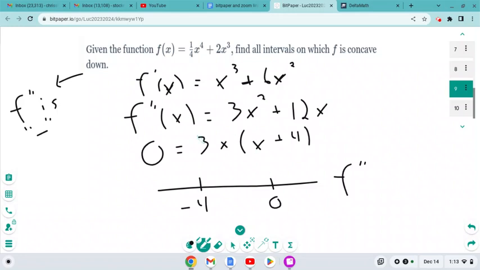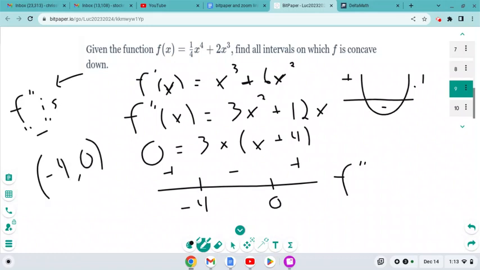I could test values in the factored form or in the standard form. Because this is quadratic and it's a parabola, I know it goes from positive y values to negative y values back to positive y values. So this will go plus, minus, plus. And concavity is not inclusive. So you would have to say that this is concave down between parenthesis negative 4 to 0 and then close the parenthesis.